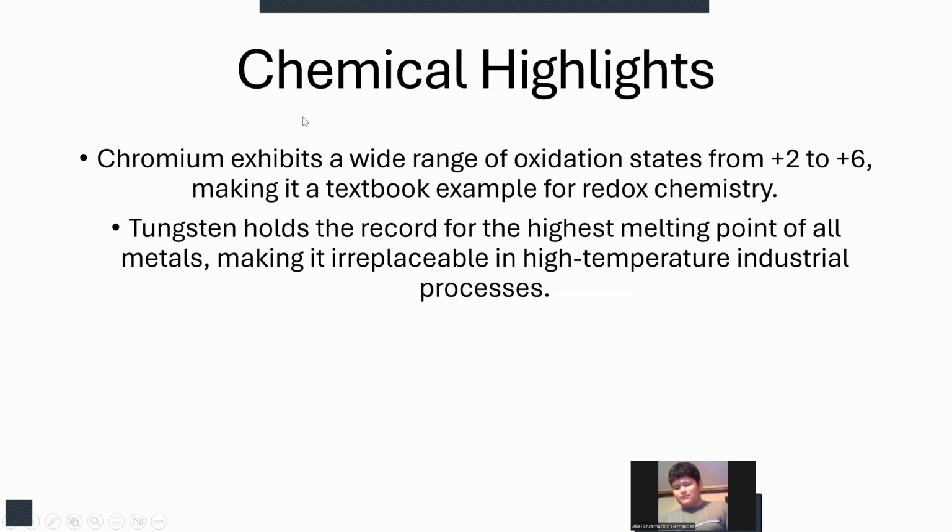Two chemical highlights. Chromium exhibits a wide range of oxidation states from +2 to +6, making it a textbook example for redox chemistry. On the other hand, as I mentioned a little earlier, tungsten holds the record for the highest melting point of all metals, making it irreplaceable in high temperature industrial processes.